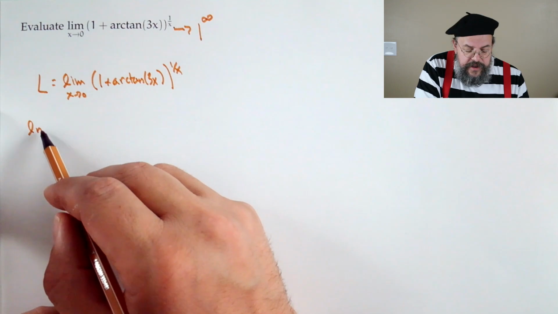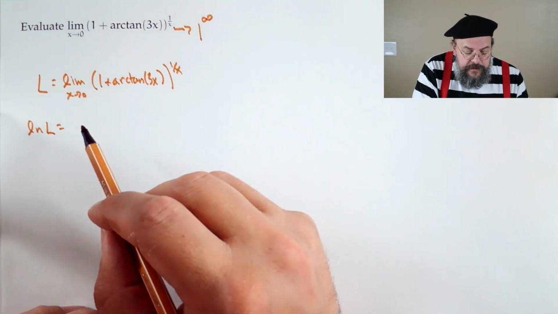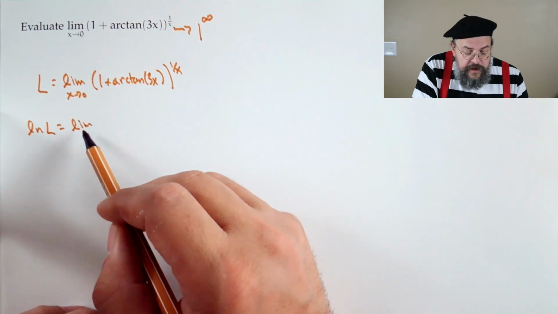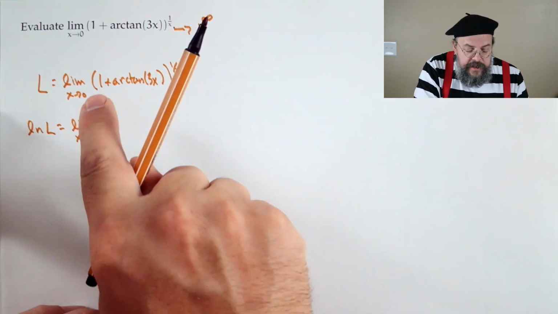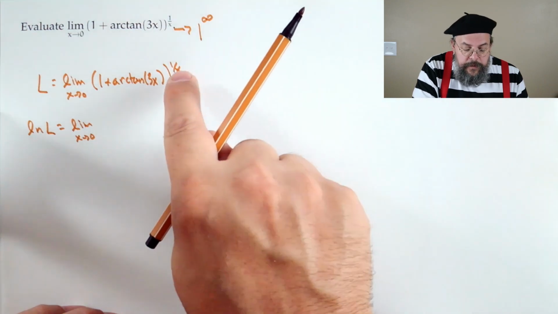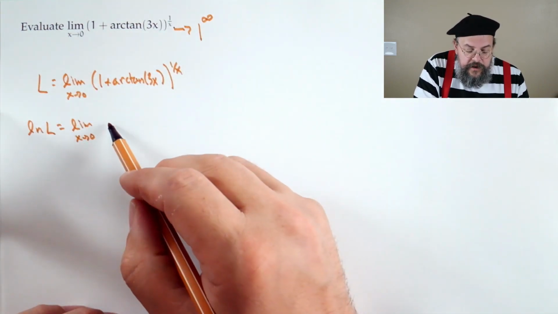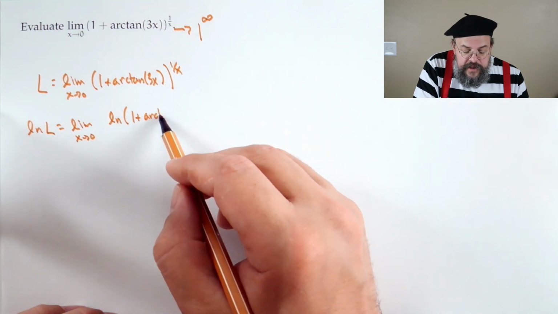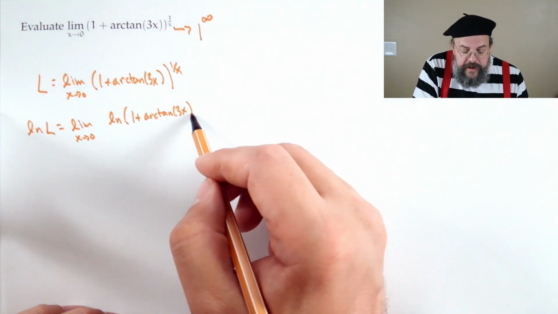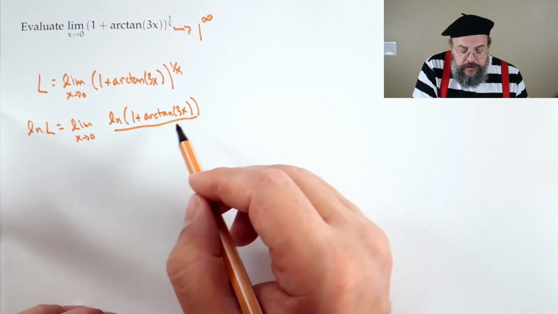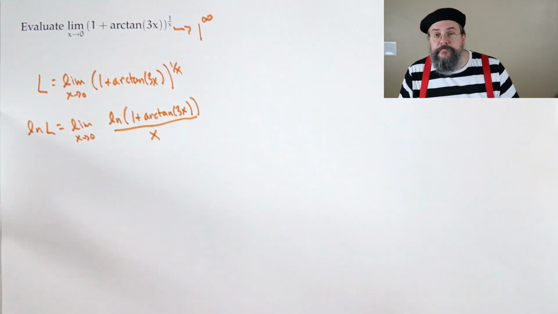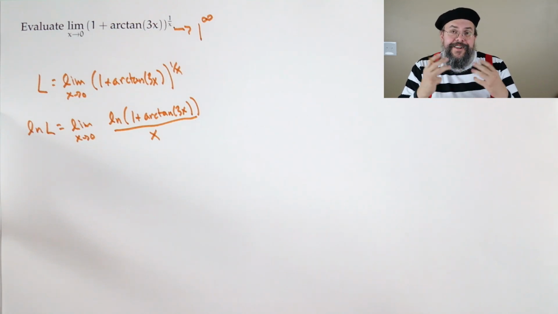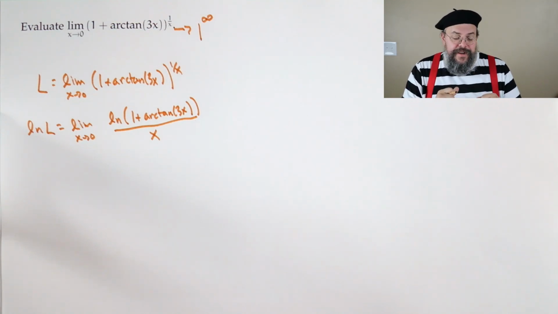All right, so we say the natural log of L. And since we've done a few of these, I'm going to go ahead and trust that you can see what's going to happen. So we're going to take the natural log of this expression. The 1 over x will come down. So the natural log of 1 plus arctangent of 3x over x. Okay, so we took the log. We used the properties of logs to bring the exponent down. Life is getting pretty good for us.